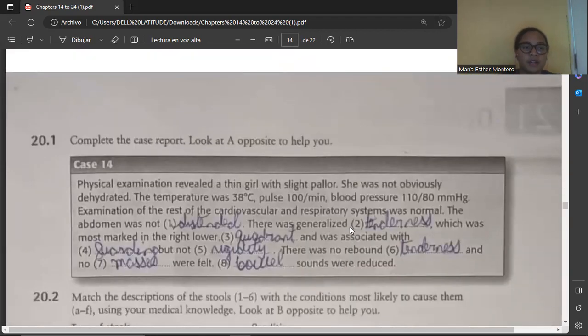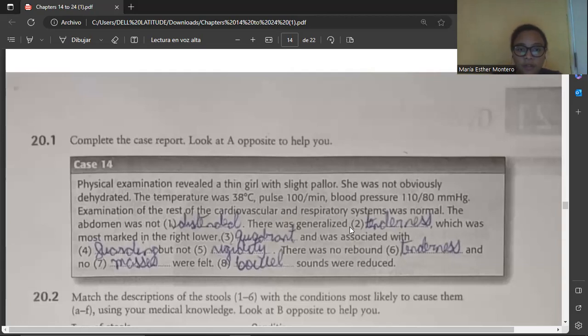Exercises. Exercise 20.1. Complete the case report. Look at A opposite to help you. Physical examination revealed a thin girl with a slight pallor. She was not obviously dehydrated. The temperature was 38 Celsius. Pulse 100 per minute. Blood pressure 110/80. Examination of the rest of the cardiovascular and respiratory system was normal.